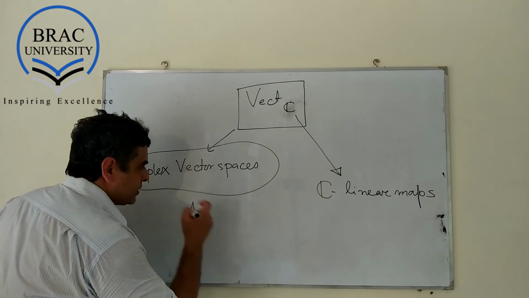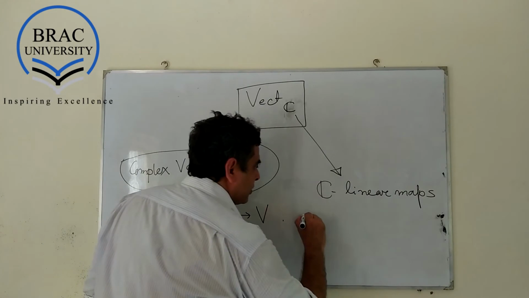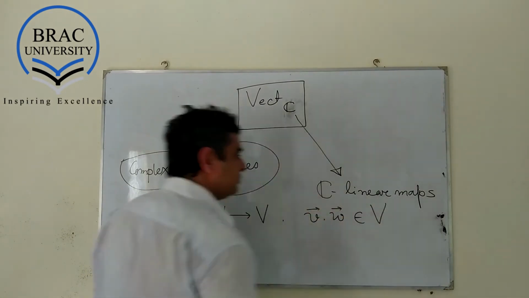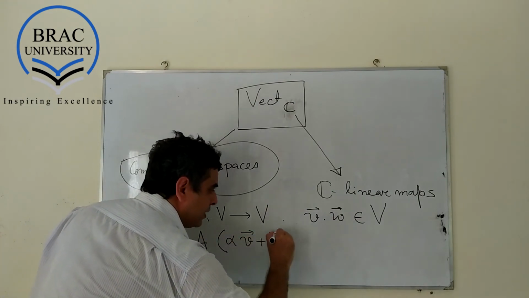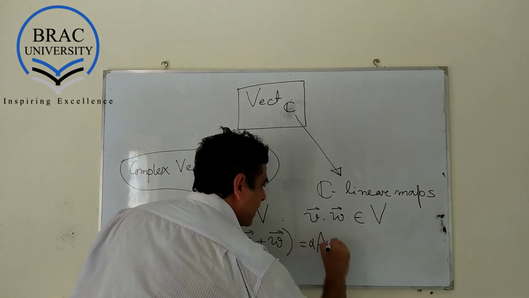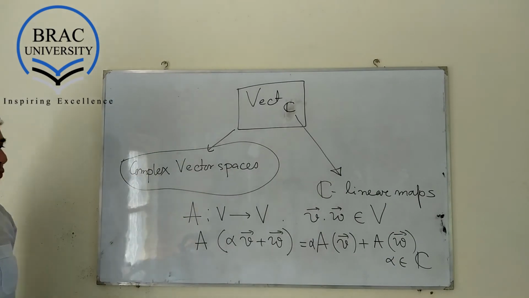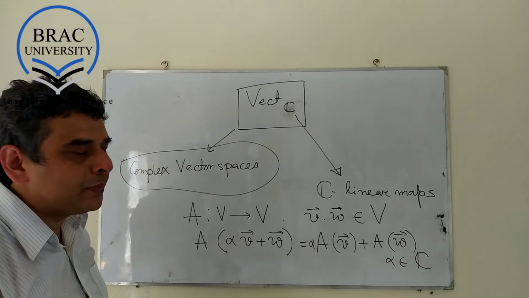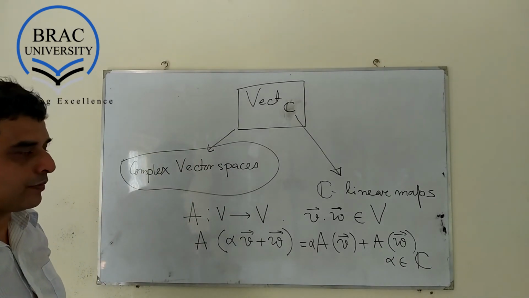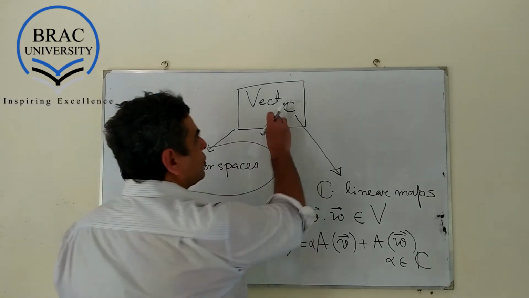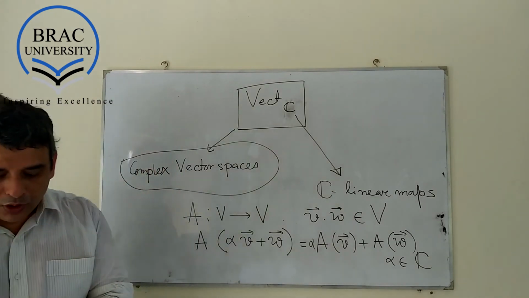A C-linear map is a transformation from the vector space to itself, meaning that it is like a matrix, where if you choose two vectors v and w in this vector space and act this transformation A on an arbitrary vector of the form alpha v plus w, you should get alpha times Av plus Aw, where alpha is a complex number. So this is the definition of a C-linear map. So these C-linear maps, or matrices for the finite dimensional vector spaces, are precisely the morphisms of this category, and the objects are the complex vector spaces. So this is the category of vect C. This is important for us.